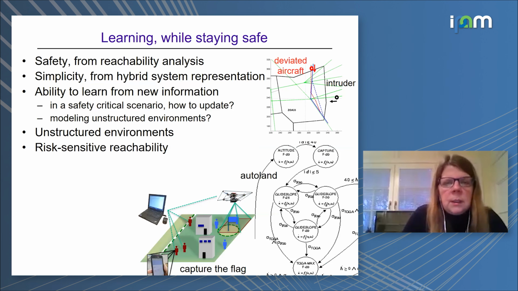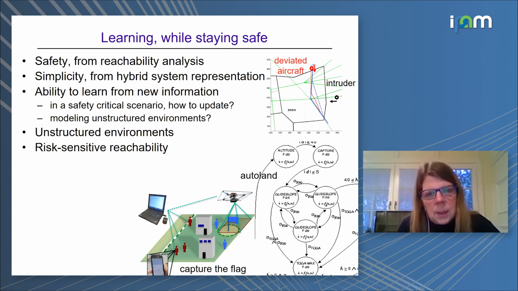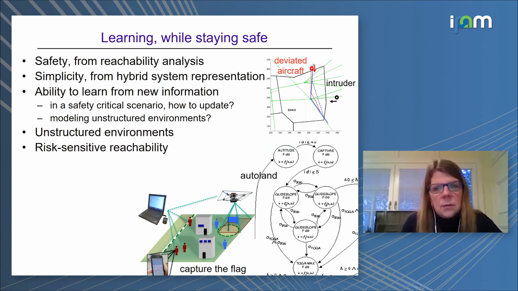Okay, so we'll just finish this part by saying we talked about learning while staying safe. We talked about safety from reachability analysis, a little bit about the simplicity of a hybrid system representation using a multitude of different models for different configurations of the system and switching between them. And then we ended in the last few minutes talking about the ability to learn from new information.